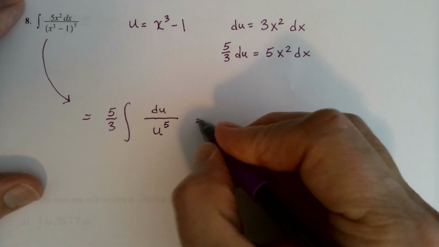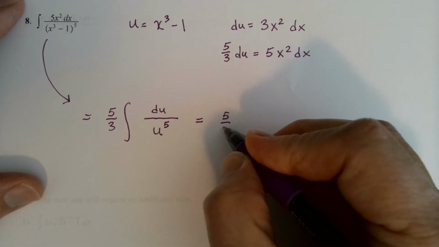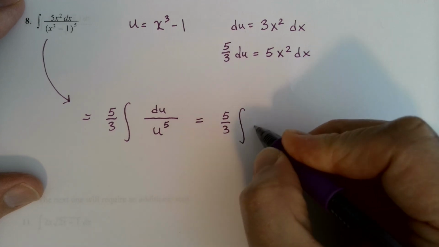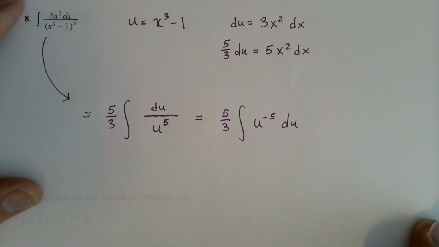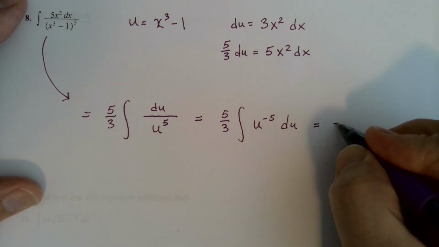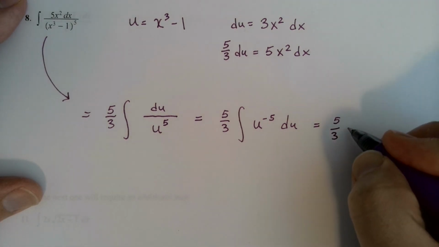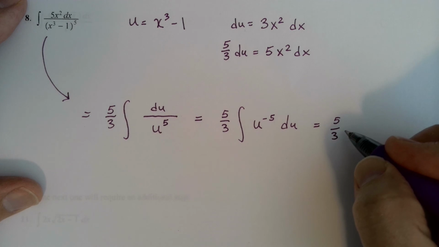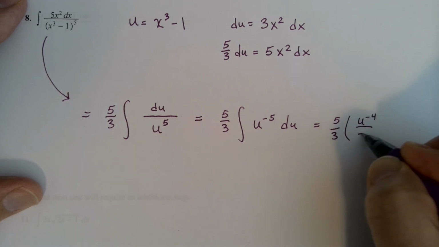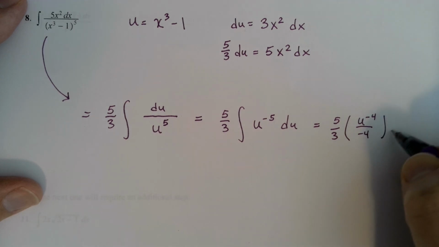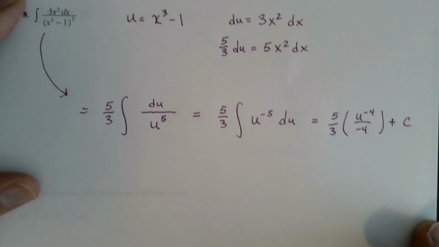Now I can evaluate this integral. Of course, I do need to rewrite this. 5/3 times the integral of u to the negative 5, and then I use the power rule, right? 5/3 u to the negative 5, so I'm going to add 1, divide by the new exponent, and then plus C.